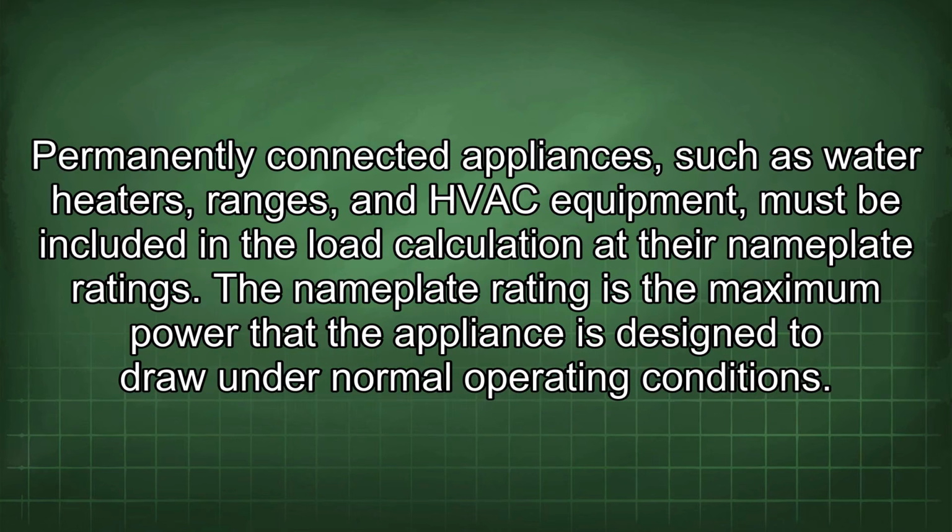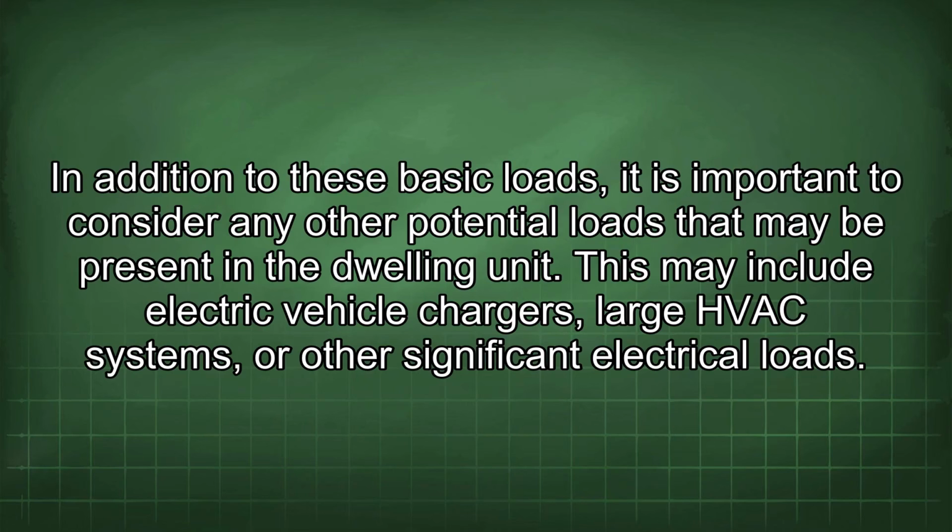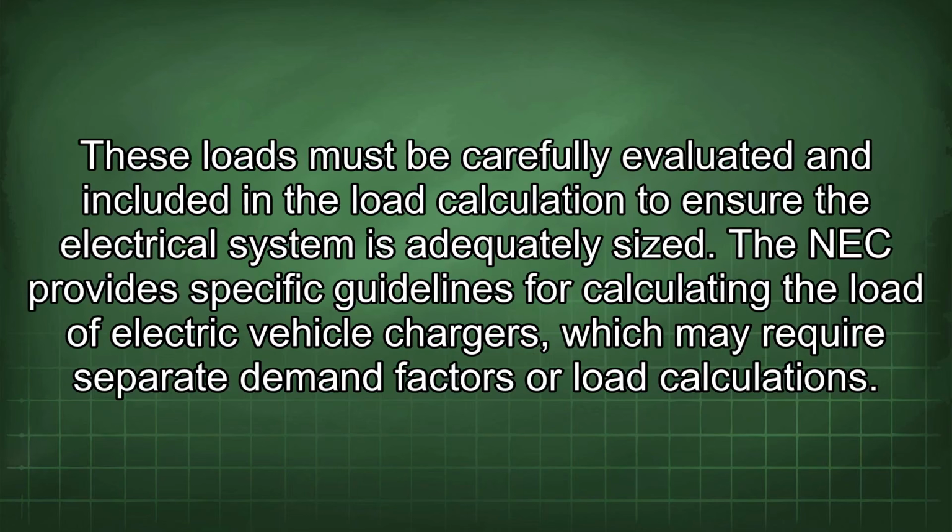Permanently connected appliances such as water heaters, ranges, and HVAC equipment must be included in the load calculation at their nameplate ratings. The nameplate rating is the maximum power that the appliance is designed to draw under normal operating conditions. In addition to these basic loads, it is important to consider any other potential loads that may be present in the dwelling unit. This may include electric vehicle chargers, large HVAC systems, or other significant electrical loads. These loads must be carefully evaluated and included in a load calculation to ensure the electrical system is adequately sized.